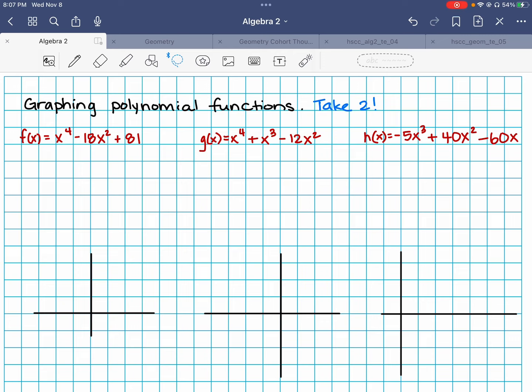What I'm going to do is I'm going to do all three of these problems kind of simultaneously and then pull apart what are the steps that I'm going through each time. All right, so first thing we're going to do is we're going to set them equal to 0. What this does is it finds the x-intercepts. This is the same as if I asked you to solve the polynomial.